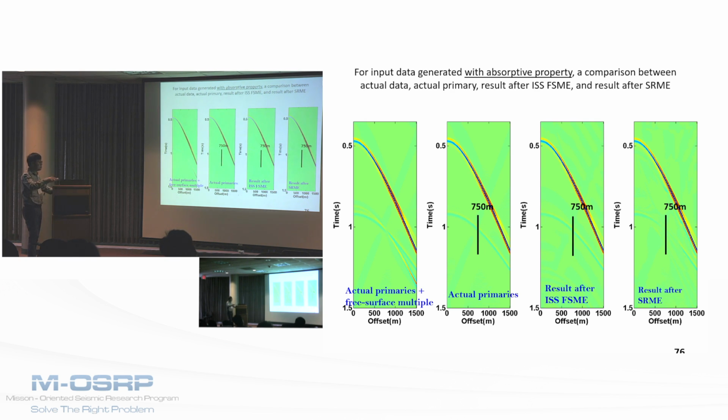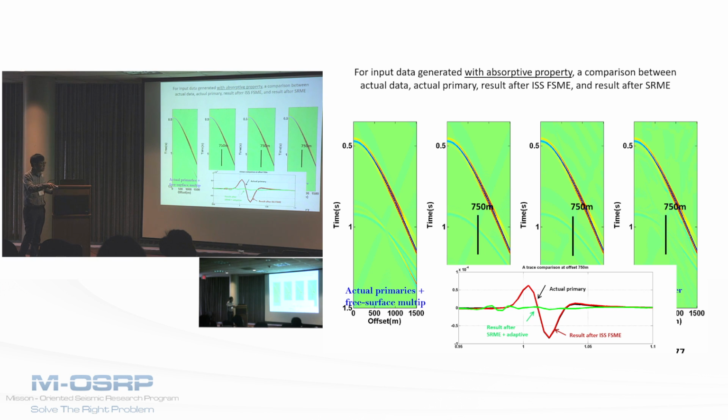And we can also do a trace comparison around this interference zone. Again, we see the ISS results nicely preserve the actual primary, because the black line represents the actual primary, the red line represents the result after the free surface multiple elimination, and the black and the red overlap. Whereas this green line represents the results after the SRME plus adaptive, and this adaptive can easily damage this primary where it interferes with the free surface multiple.